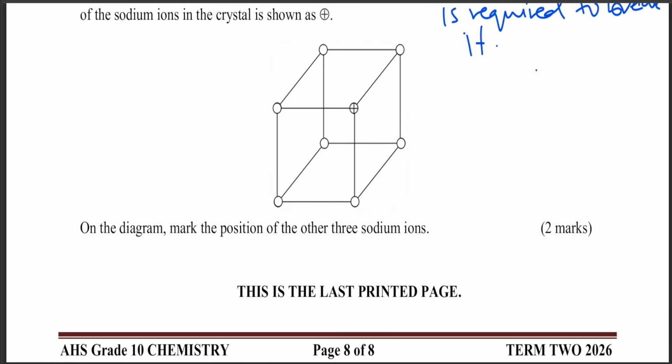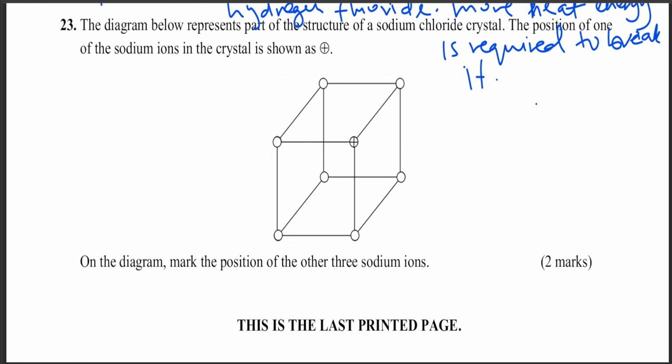The last question, I am tired, but this is the last question. The diagram below represents parts of the structure of a sodium chloride crystal. The position of one of the sodium ions in the crystal is shown as plus. So on the diagram, mark the position of the other 3 sodium ions. Since it's plus, obviously here there will be minus, minus, minus. So here we will have plus, minus, and you have another plus here, and then another plus. I think that is the final answer.